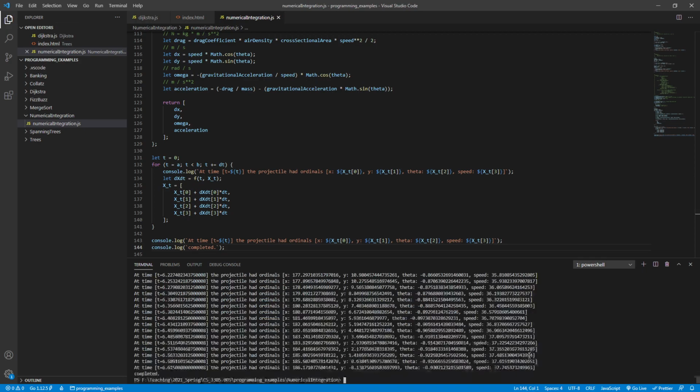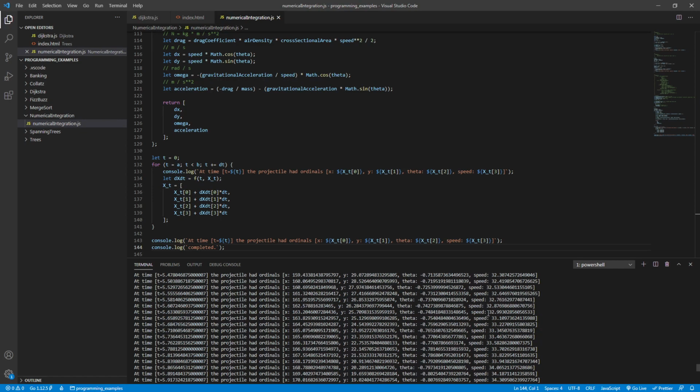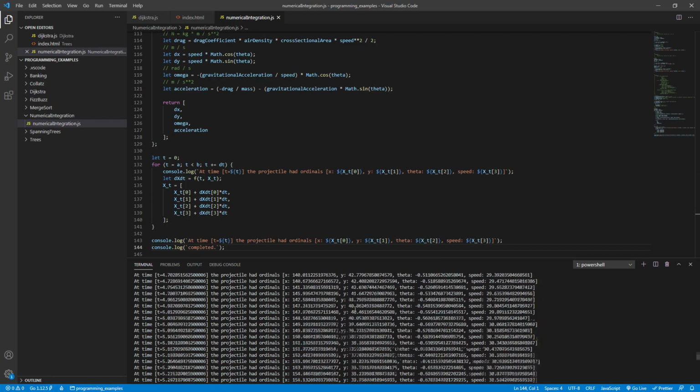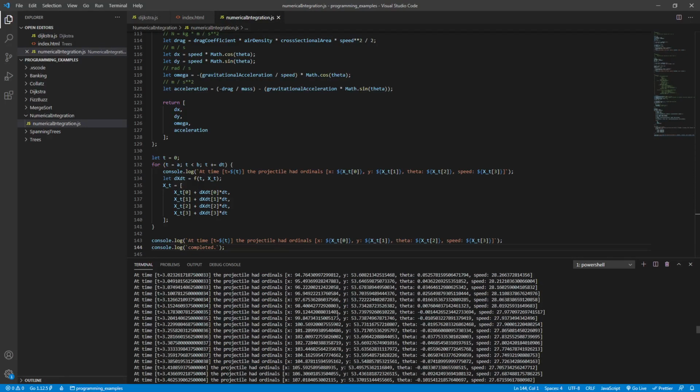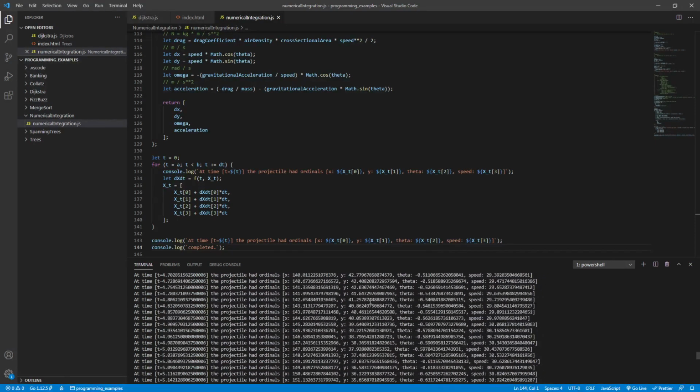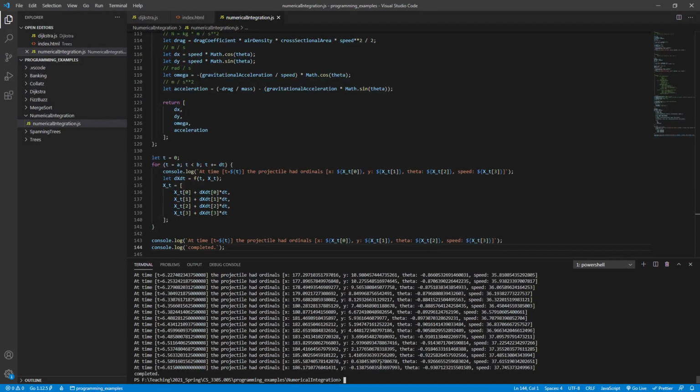So let's run it. And we can see the evolution, how fast it was moving. We could do some additional work to find out what the actual drag was at any given moment. But we can see how the system evolves with respect to time. So it's moving horizontally pretty constantly. And it goes up, and then it comes back down. Okay, so that's numerical integration.